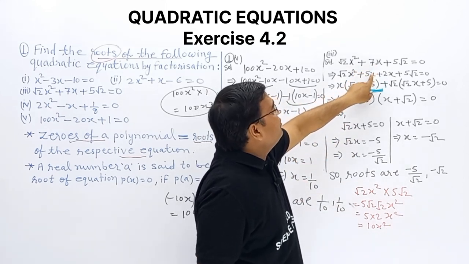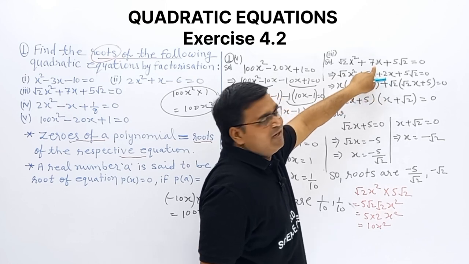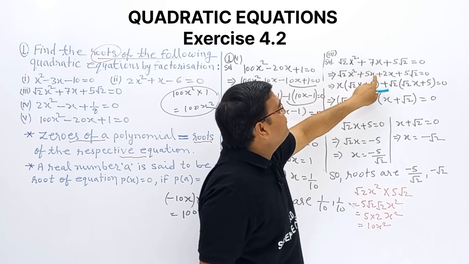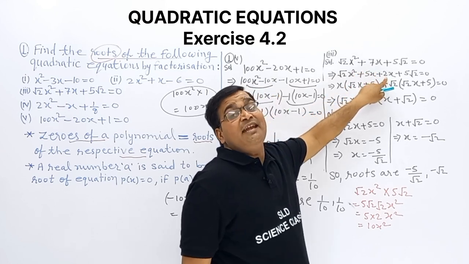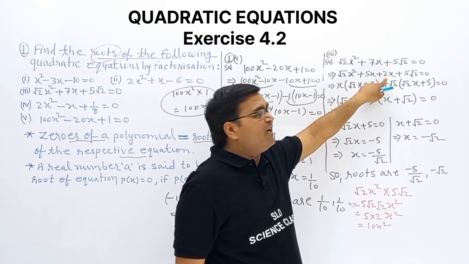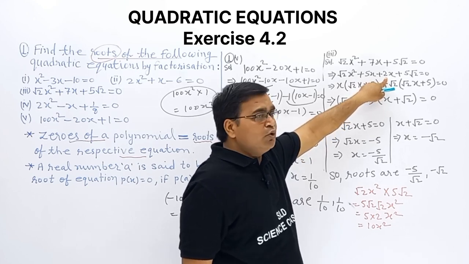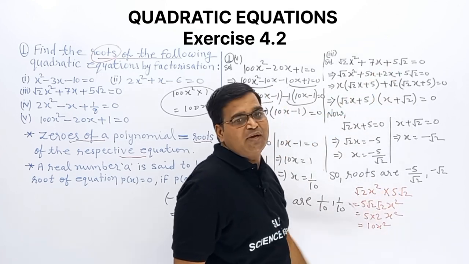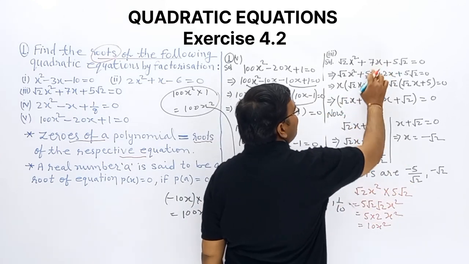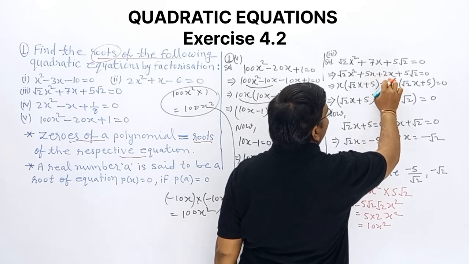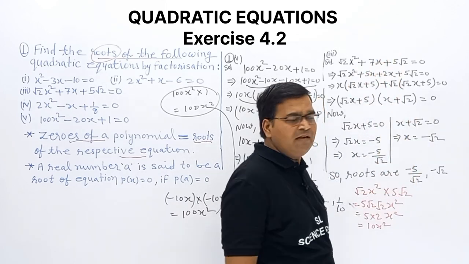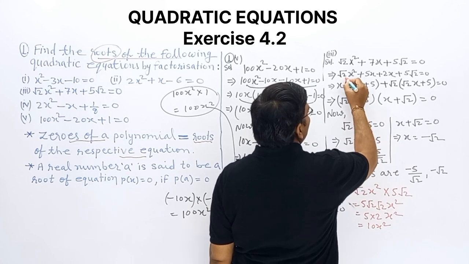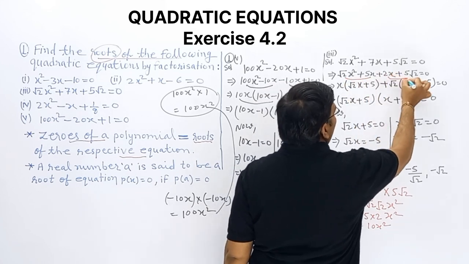Now the sum will be equal to 5x plus 2x, 7x. And the product of both, 5x into 2x, is 10x square, which should be equal to the first and last product. The first and last product is 10x square. It means 7x can be split into 5x plus 2x. Clear? Now same process: take common in the first 2 and common in the last 2.